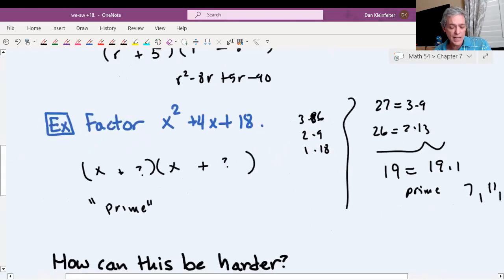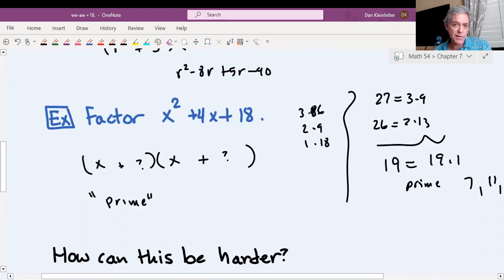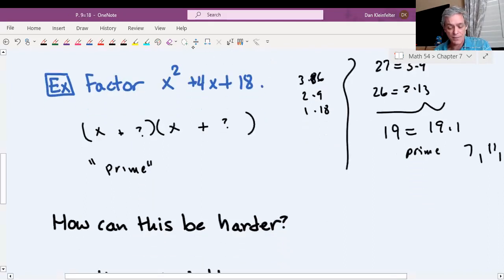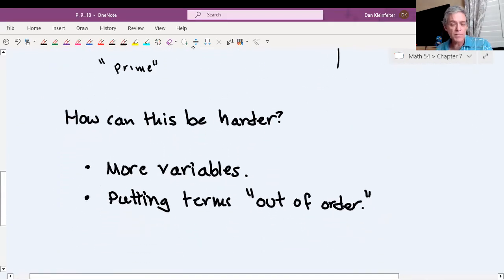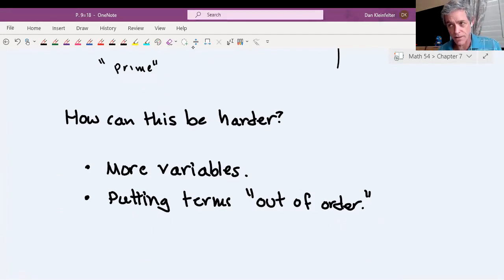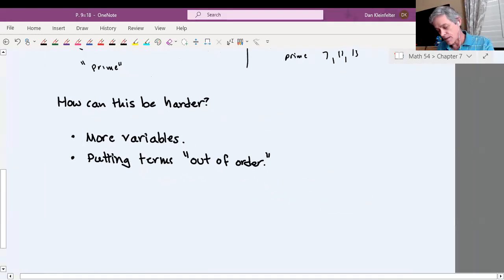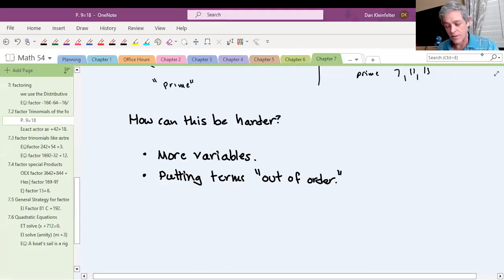When a polynomial has that property, we use the same word and say, okay, well, it's a prime polynomial. We were not able to factor it. Okay, so we've got most of it. How can this be harder than what we've seen so far? We put more variables in there, not just changing our x into a y, but having x's and y's in the same problem, or maybe writing the terms out of order. Both of these are kind of minor complications, but we'll see how to do those.